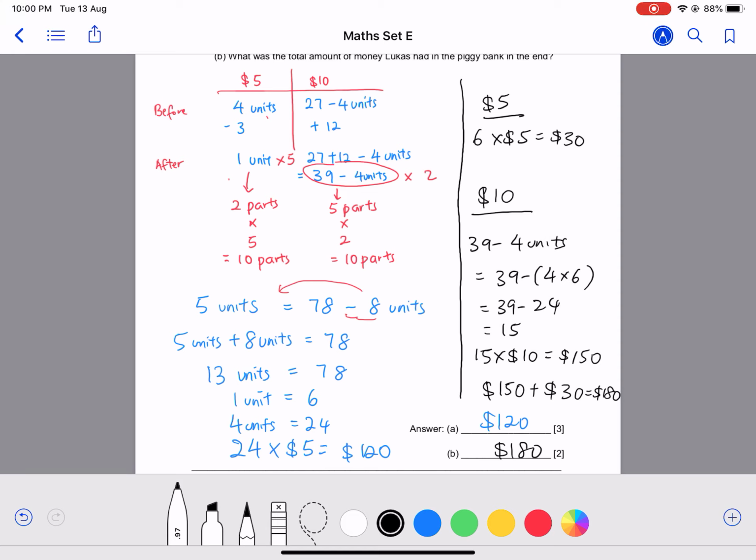Alright, units and parts. Units and parts are very useful, especially if at the end of it they tell you how many parts are left. This will be very useful to use.